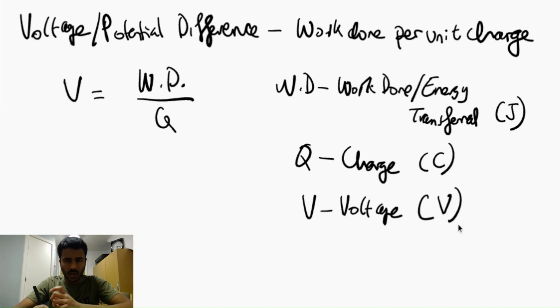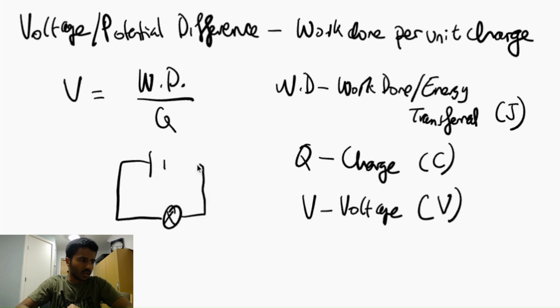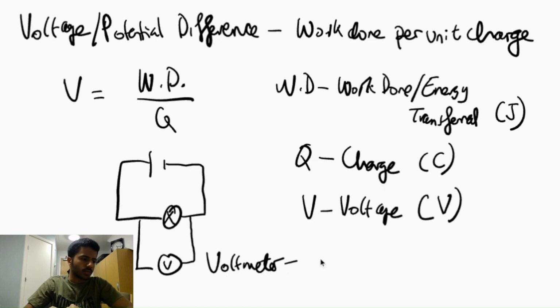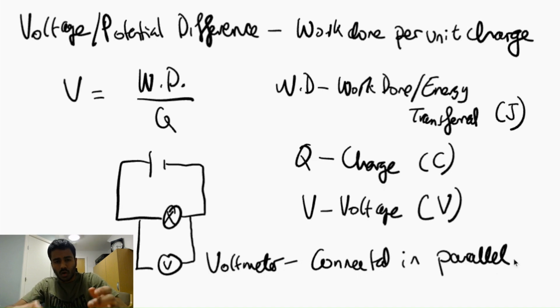Now, we saw earlier that we used an ammeter to measure current. So we have another circuit. In order to measure the voltage in a circuit, we use a voltmeter, which has circuit symbol V here, and it's always connected in parallel. We'll go through again why it's connected in parallel in our series and parallel video, which you should definitely go and watch. But for now, just take it for granted.